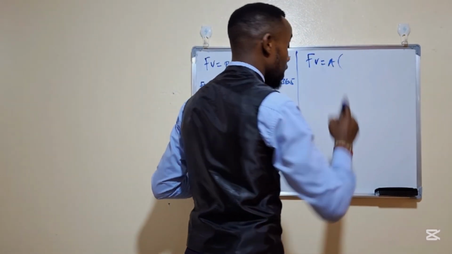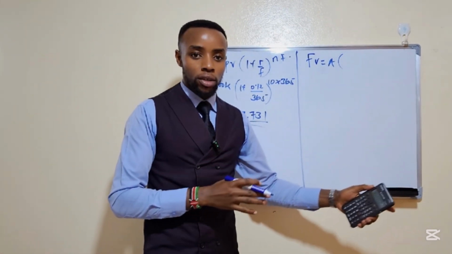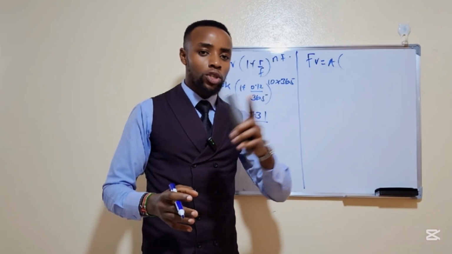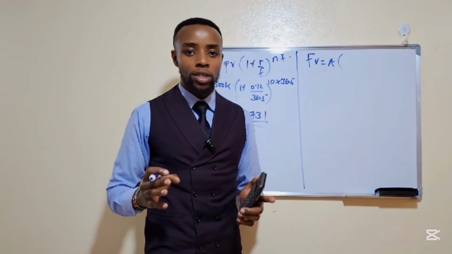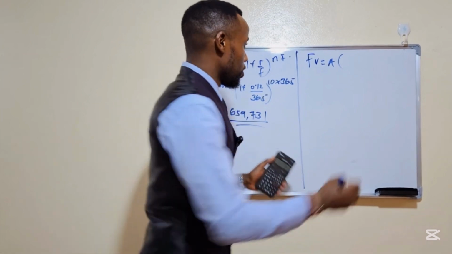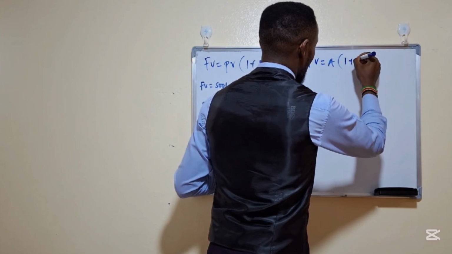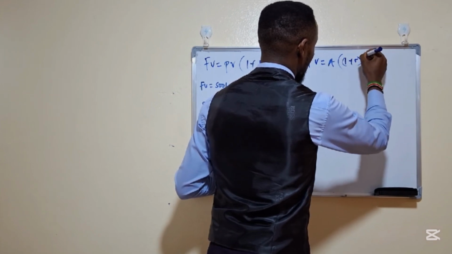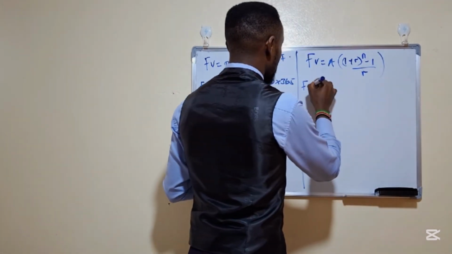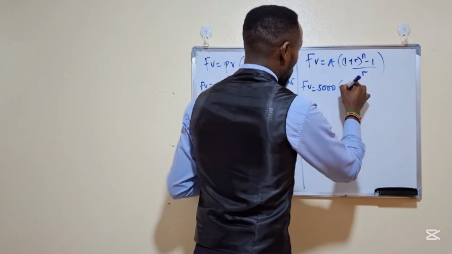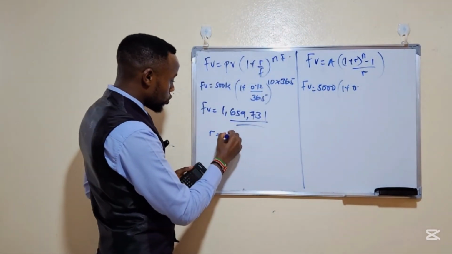Our amount is 5,000, and we said that 5,000, if contributed at the beginning of the period, is an annuity due, and if contributed at the end of the period, it's an ordinary annuity. And here we are going to work with ordinary annuities because people contribute at the end of the period. This is 1 plus R raised to power N minus 1, all over R. Yes, future value is equal to 5,000 times 1 plus 0. Now, remember, our R is equal to 12%.